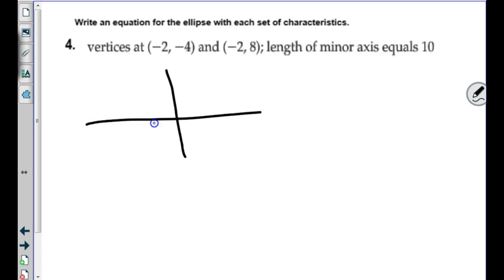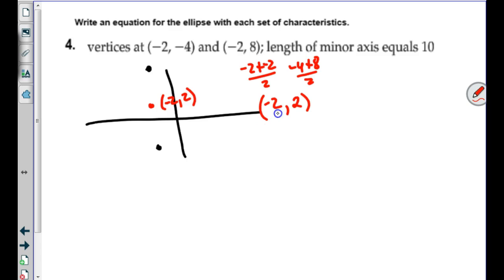If we know the vertices are at negative 2, negative 4, and negative 2, positive 8, what can we find first? Okay, the midpoint. Negative 2 plus negative 2, negative 4 plus 8. Negative 2 plus negative 2 divided by 2 is negative 2. Negative 4 plus 8 is 4, divided by 2 is 2. So the center is at negative 2, 2. So there's H and there's K. Halfway there. Okay, can we find A? If this is negative 2, 8, and this is negative 2, 2, how far apart are those?